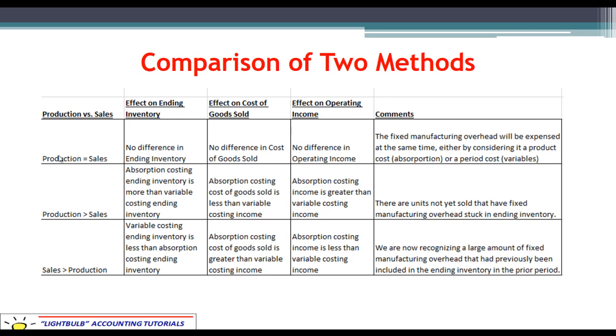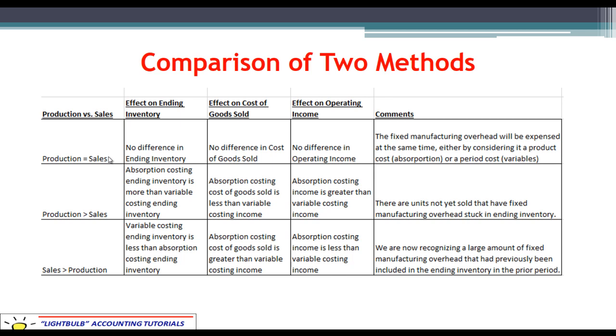So again, if production equals sales, if we do not have any difference, we don't have anything stored in inventory, then there's going to be no difference between the two methods. If our production is greater than sales, then we're going to have a lot of that cost stuck as an asset. That fixed manufacturing overhead specifically is going to be stuck as an asset, and we'll have a higher ending inventory.